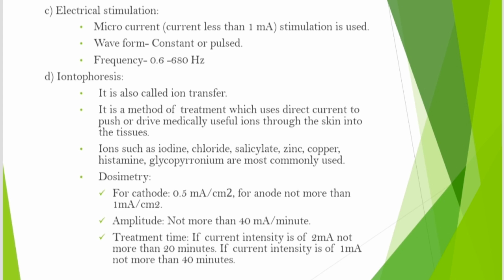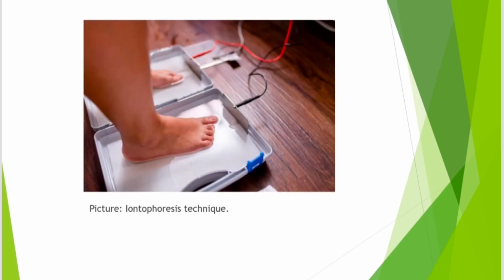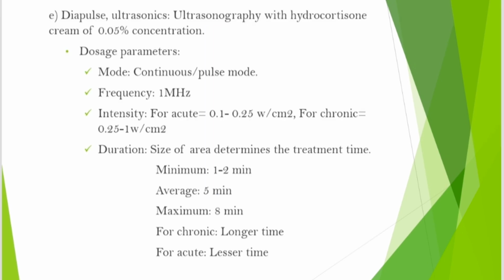Treatment time: if the current intensity is 2 milliampere, not more than 20 minutes, and if the current intensity is 1 milliampere, not more than 40 minutes. This is the picture of the iontophoresis treatment technique. The electrodes under which the ions are placed are called active electrodes.